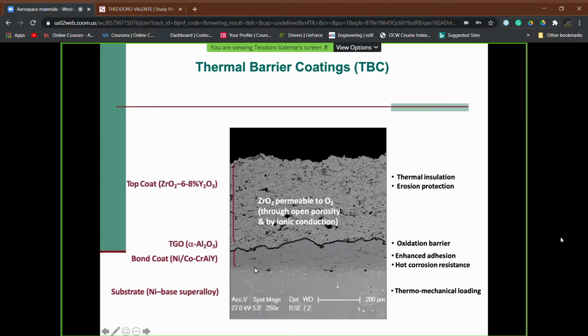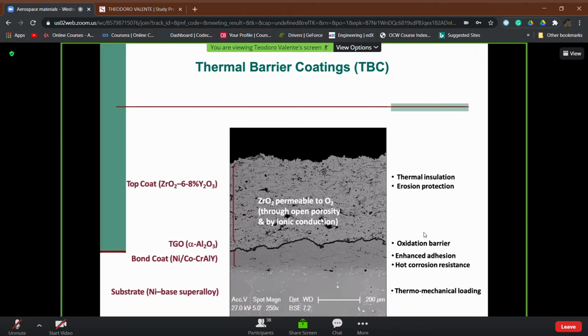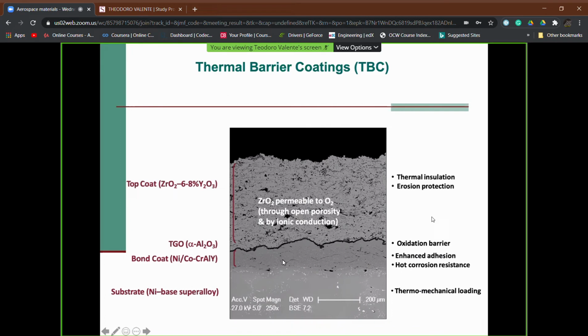Then, if we put in between the top coat and the superalloy a material which can show a thermal expansion coefficient which is higher than the value of the nickel-based superalloys, but still lower, because this is a metallic material, than that of the ceramic top coat, we have reduced the thermal expansion mismatch, and so we can reduce the thermally induced stresses.